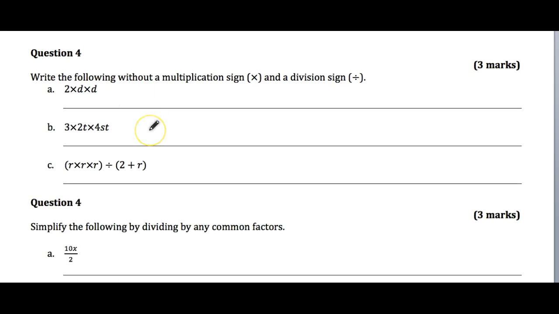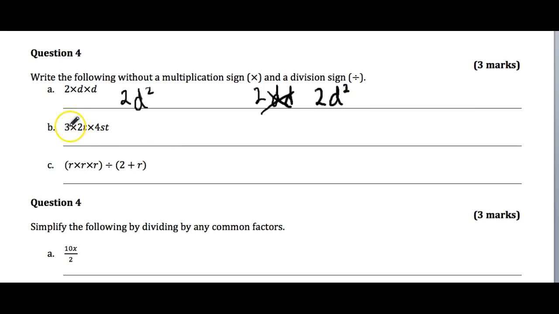So this time we are getting rid of multiplication and division signs. And you also need to remember when we've got d times d, we have d squared. I did see on a couple of people's work 2dd. We don't write that. We write 2d squared.